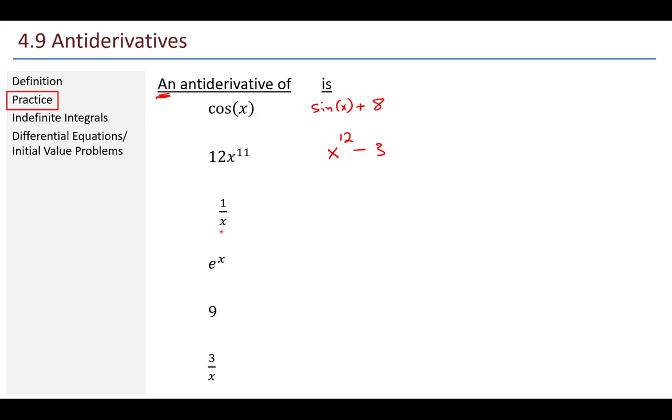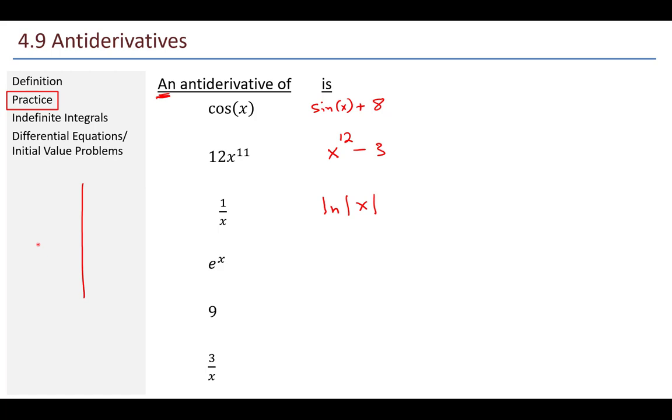This one's a little more challenging. 1 over x. What is an antiderivative for that? Do you remember natural log? Natural log of x? So this is a good start. In fact, that's actually a lie. I'll tell you the real answer is the natural log of the absolute value of x.